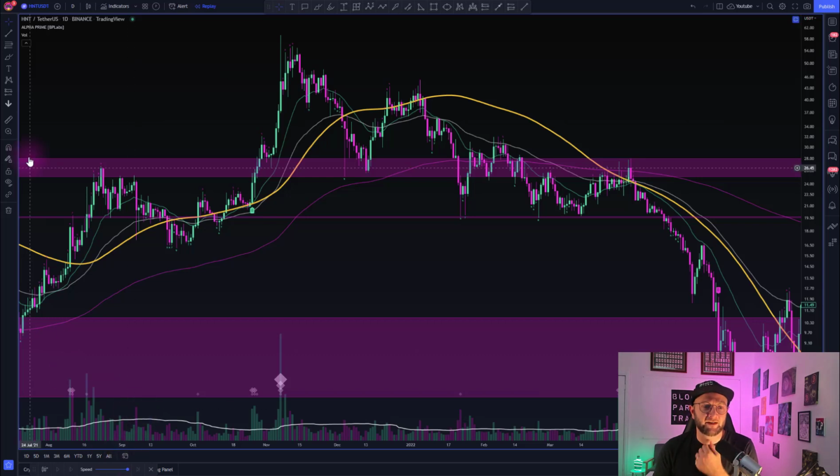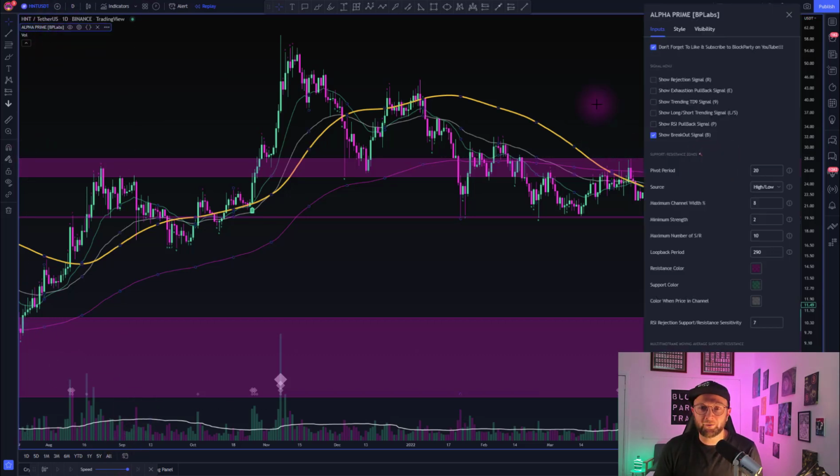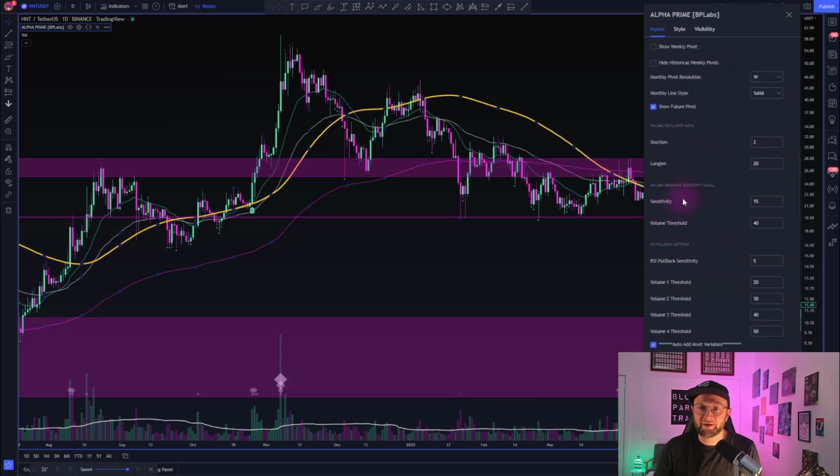But first of all, let's take a look at the settings on the Alpha Prime. Whilst we're up here, we're going to be taking a look at one of these signals that we'll be looking into later on, and we want to make sure that the show breakout signal is checked on. Now let's scroll all the way down, firstly, to the volume oscillator menu. This is basically the settings that drive the volume oscillator.